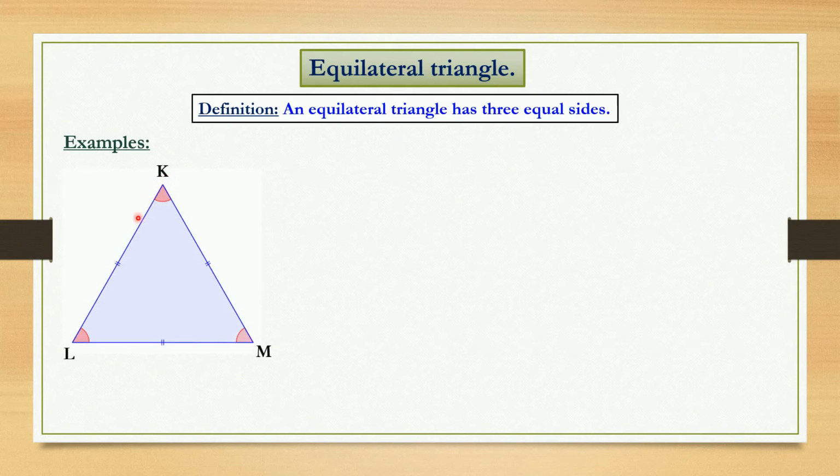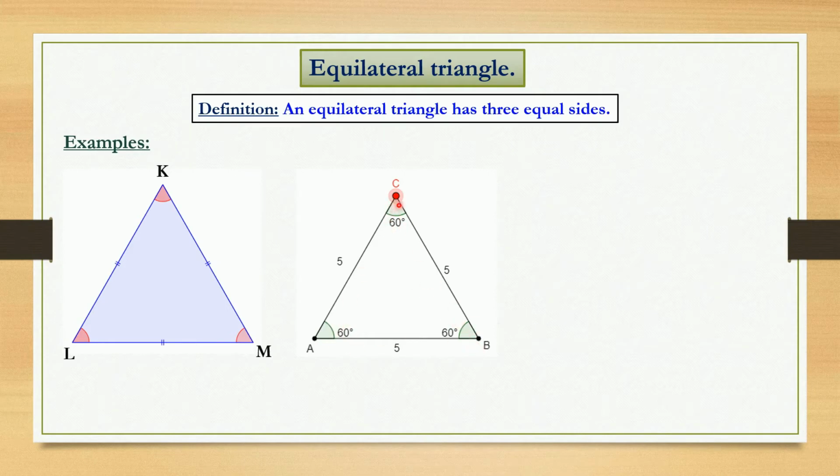Examples. Here we have this triangle KLM. Here we have the same code on the three sides KL, LM, and MK. So the three sides are equal, and we call it an equilateral triangle. Let's look at the second triangle, CAB. It also has three equal sides, CA, CB, and BA. And here we notice that the three angles are equal to 60 degrees each.